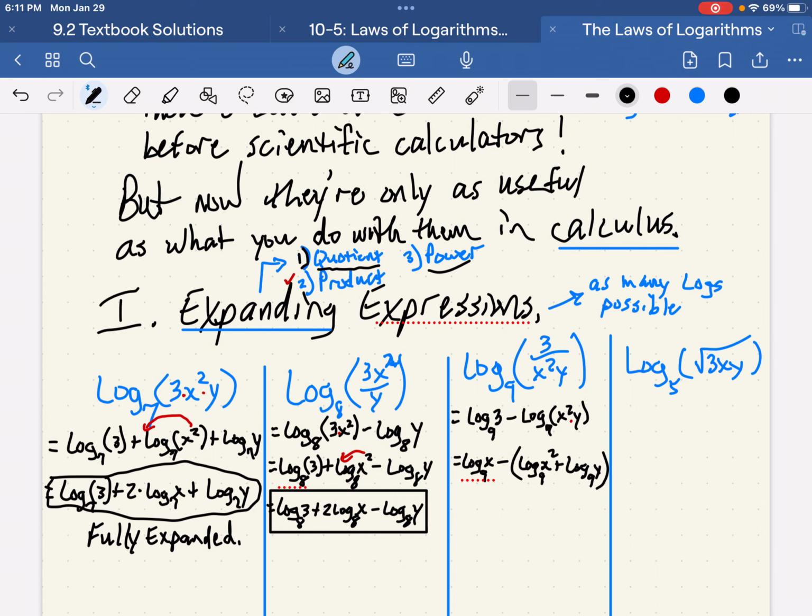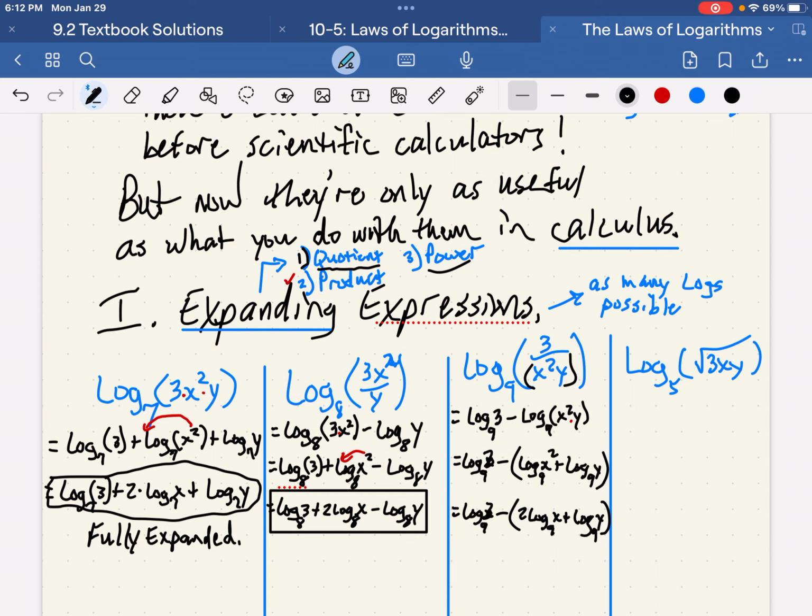Now we can apply that power rule and say log base 9 of 3 minus the quantity 2 log base 9 of x plus log base 9 of y. So that has to be in parentheses because that entire quantity was in the denominator.